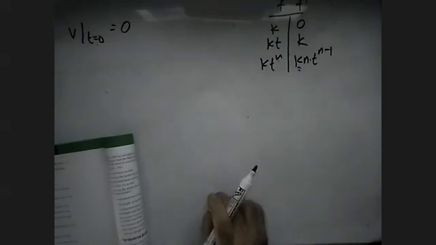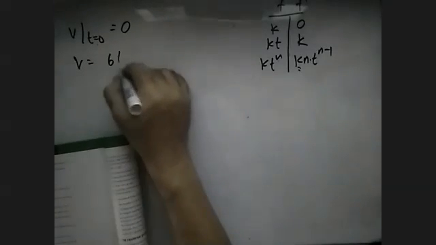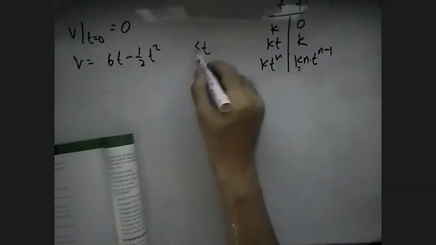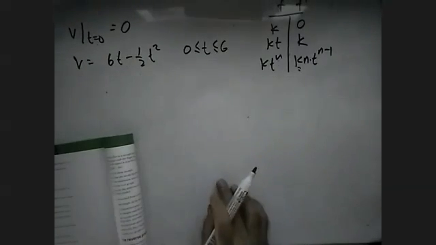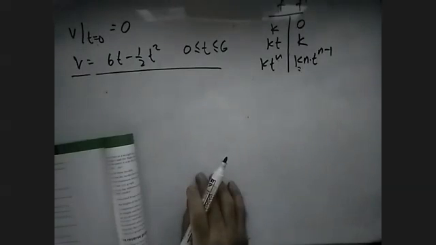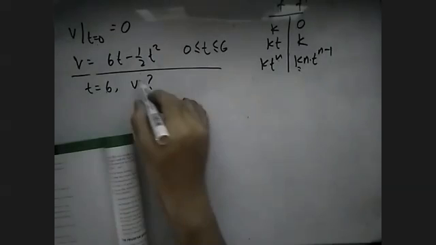Okay. Next, we are given the formula. The velocity is 6t minus half t squared. But this happens for t between 0 and 6. Now, this is our information. The question here, first, find the velocity 6 seconds after starting. When t equals 6, what is the v?